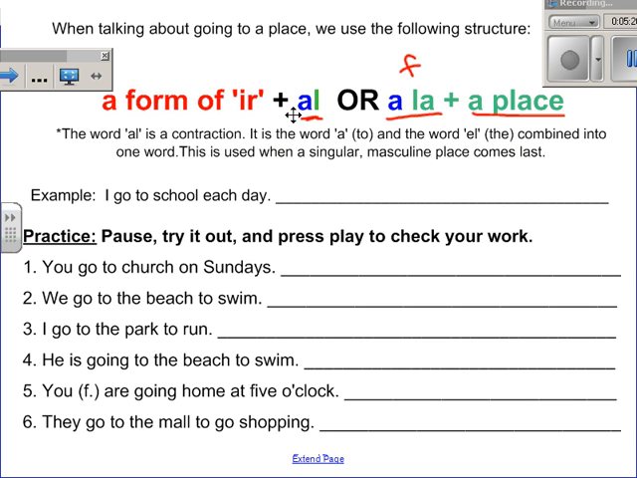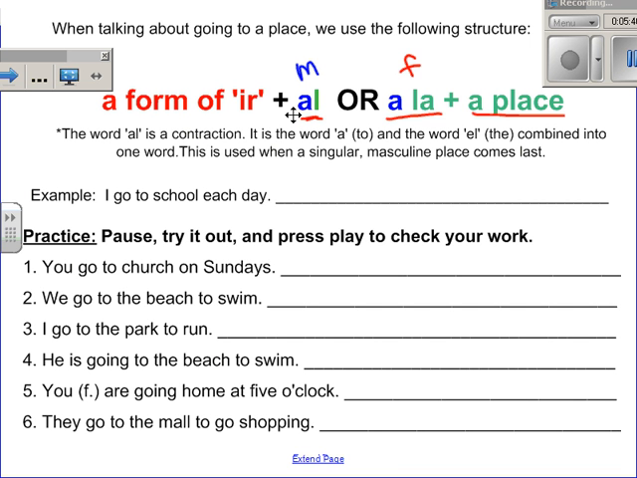Al over here is a contraction. It's two words combined. If there's a masculine place coming afterwards, like el cine, I'm going to take the a from a, meaning to, and then the L from the word el, E-L, and I'm going to combine those together to create one contraction of al. So I go to school each day.